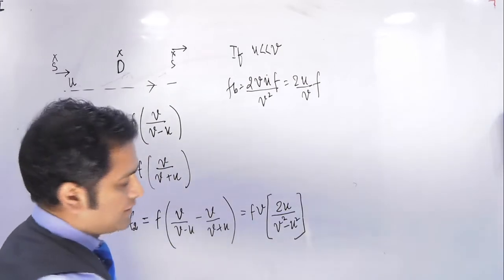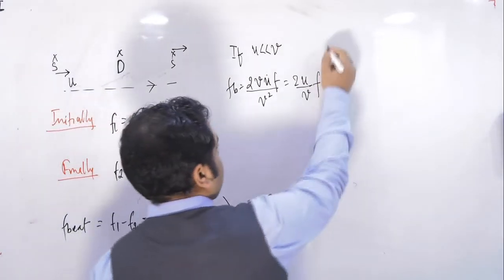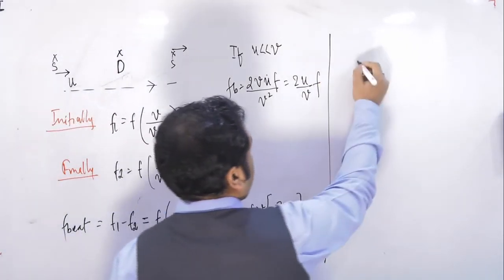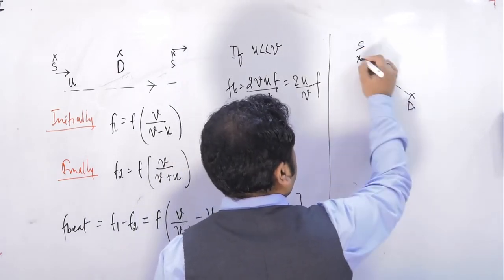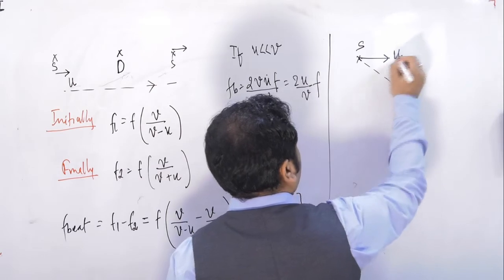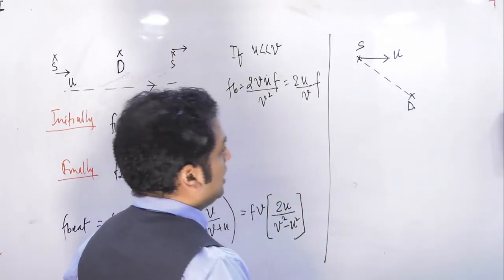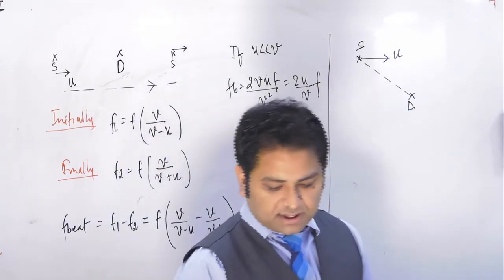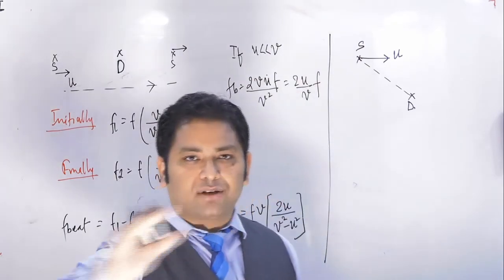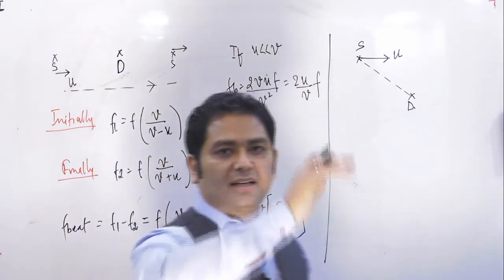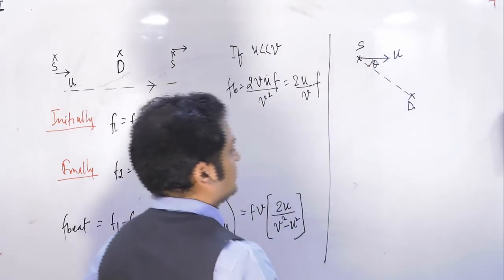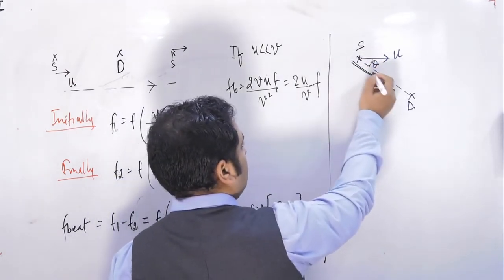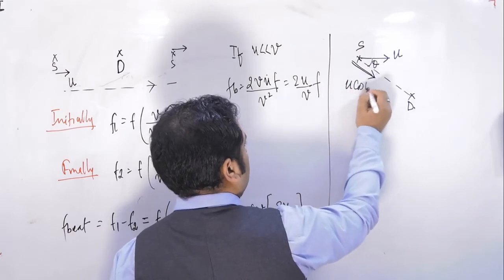Now after this, let's go to the next point. Say this is the source and this is the detector, and the source moves with a speed u. Now the motion of the source is not along the line of sight. So say this angle is theta. In that case, the component of the speed towards the line of sight is u cos theta.